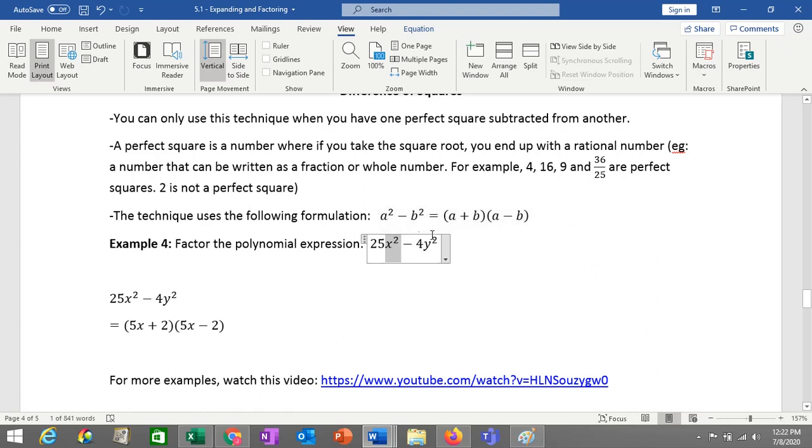4y squared. Square root of 4 is 2. Square root of y squared is y. So our second part is 2y. So it'll be 5x and 2y. So we get 5x plus 2y and 5x minus 2y.